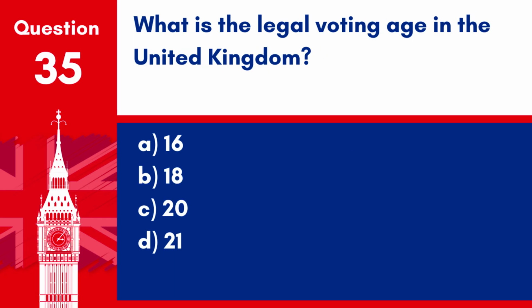Question 35. What is the legal voting age in the United Kingdom? A. 16. B. 18. C. 20. D. 21. Answer B. 18. The legal voting age in the United Kingdom is 18.